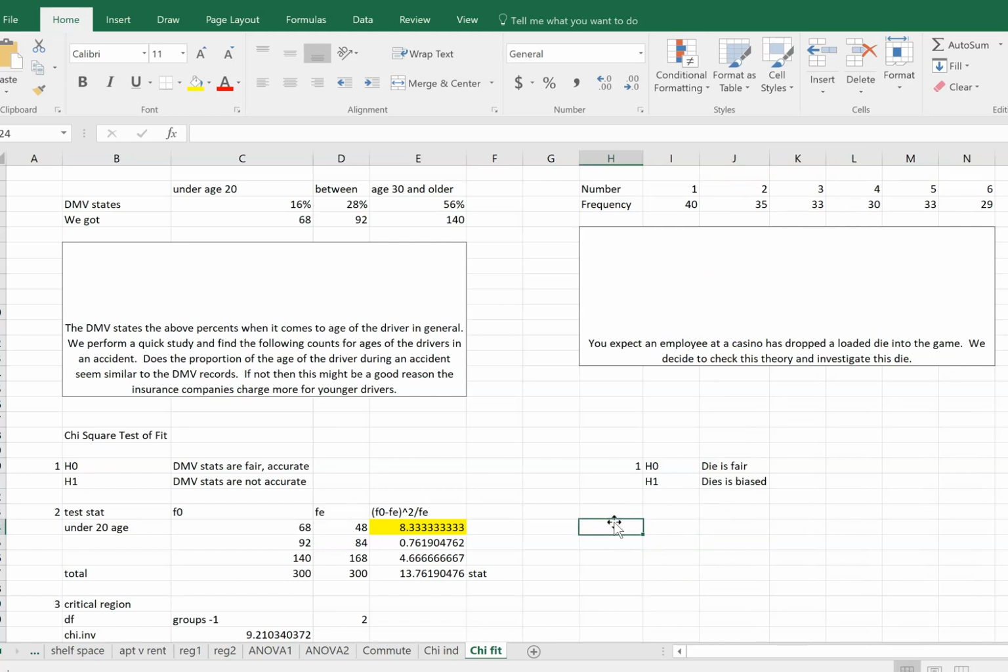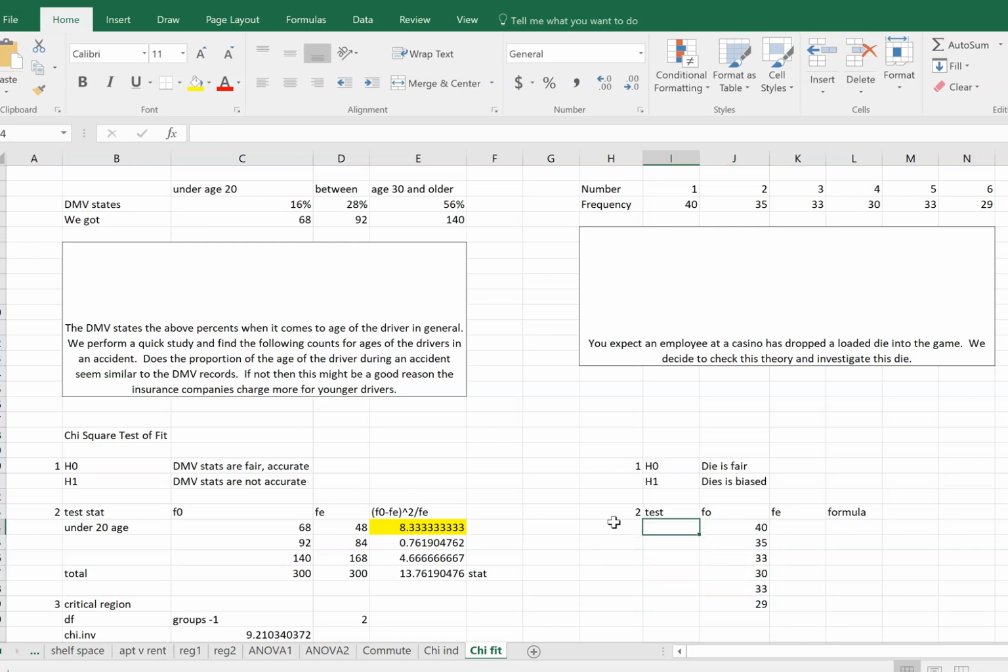So now that we have that out of the way, we do the test stat. That's really wash and repeat the steps. We need the F0, we need the FE, and we need the formula. So the F0, that is the observed values. The F naught are the observed values. So we observed a 40, a 35, a 33, a 30, a 33, and a 29. Let me make sure I wrote those numbers right. 40, 35, 33, 30, 33, 29.